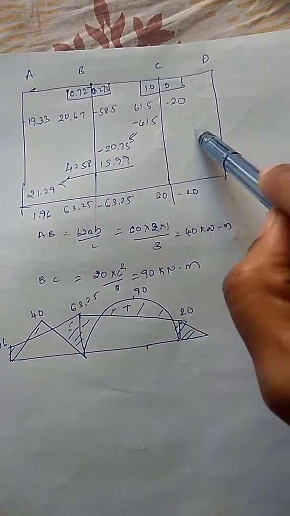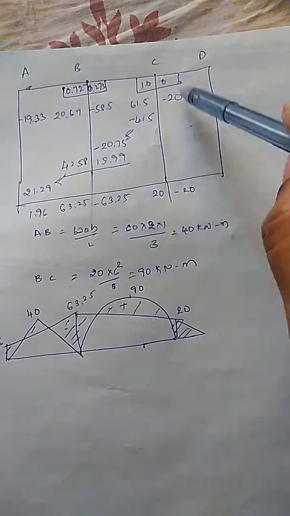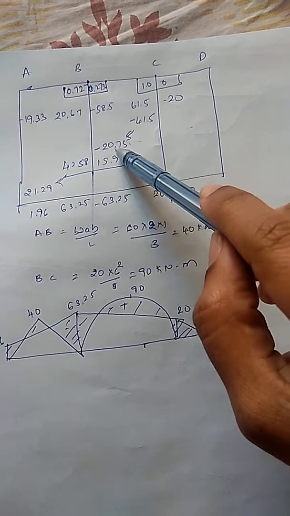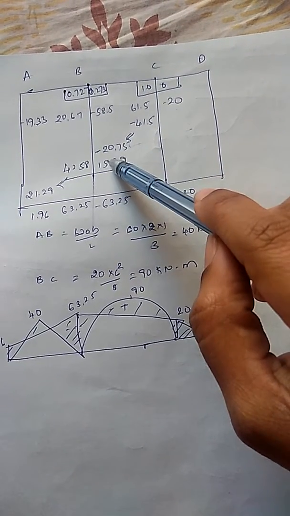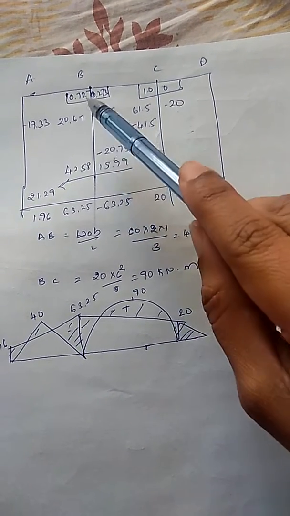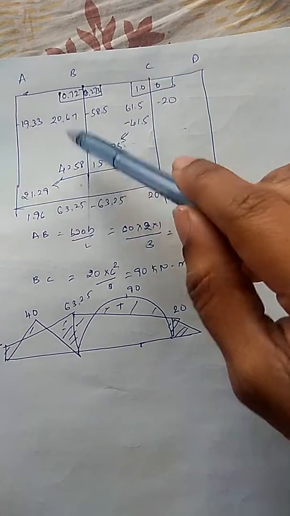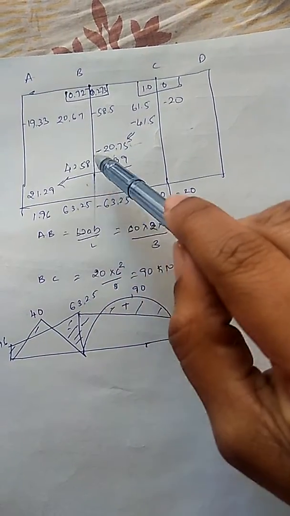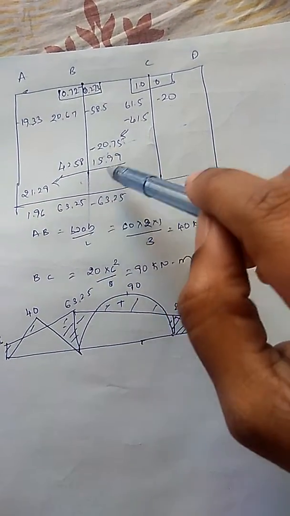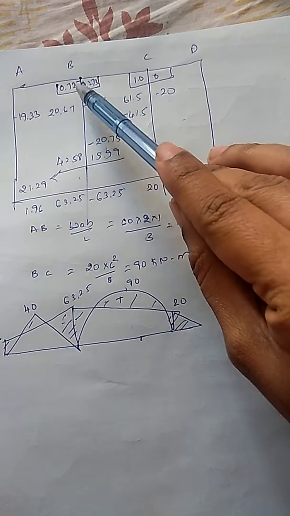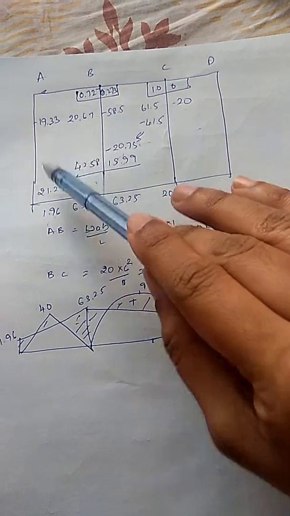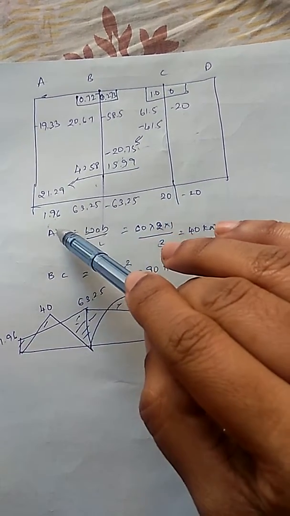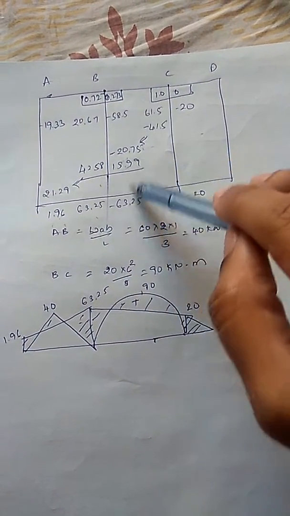As both the ends are fixed, there is no need to balance, just carry over. Whatever value comes, minus 58.5, minus 20.75, we multiply the values with these two terms. You are going to get minus 19.3, 21.29 and 1.9663, whatever the value.